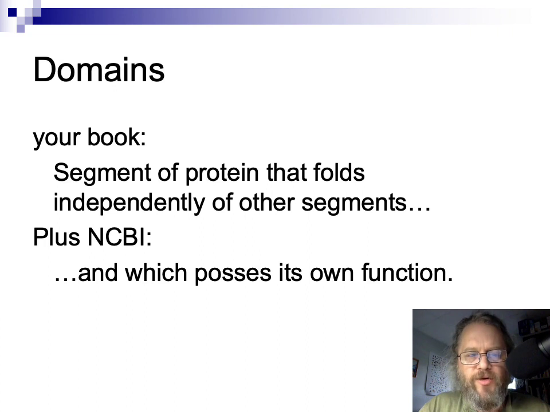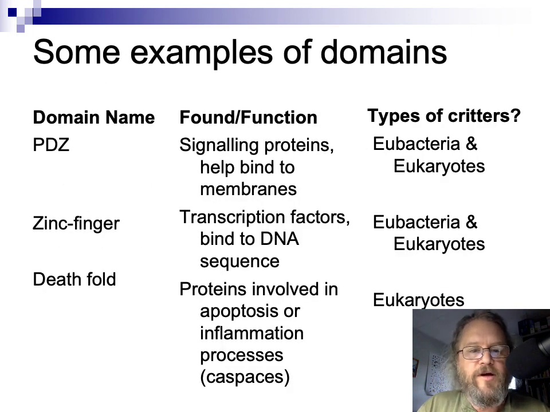Domain definition. Your book gives a partial definition, so the complete is the idea that, yes, it causes the protein to fold. So it's a DNA sequence that when it's translated provides instructions for how the protein should fold, but moreover, it provides information about function. And it's independent, so you can remove the domain and put it into another protein sequence, and that protein will then gain that function. Examples: PDZ, it's a signaling protein domain. It helps the protein bind to membranes. It's an ancient motif. It's been around for over a billion years. Pretty much all life on the planet has this element.